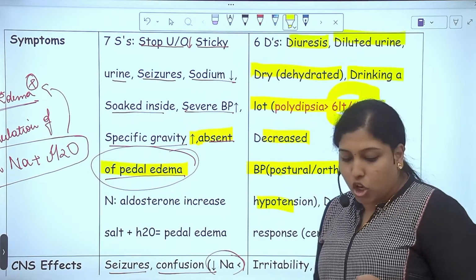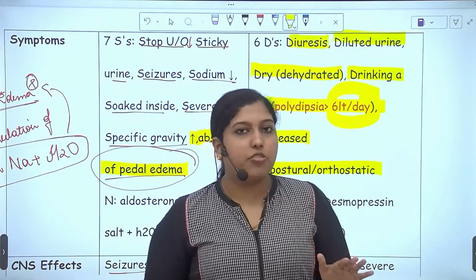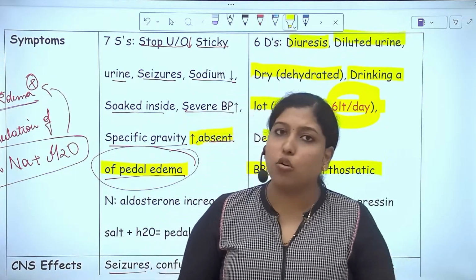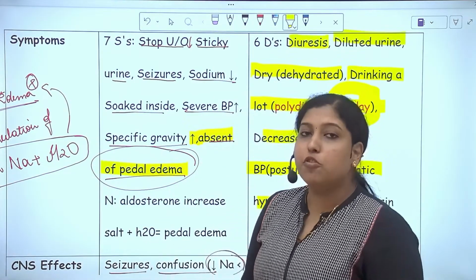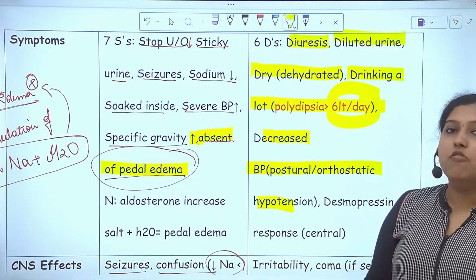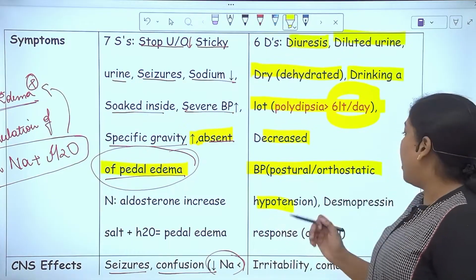So what happened? You will be monitoring the BP of the patient in the lying position. Then after 3 minutes, you are asking the patient to stand, okay, and you will be monitoring the blood pressure. Then if you see the systolic and diastolic blood pressure are decreasing, which means it is orthostatic hypotension, which is seen in case of your diabetes insipidus.